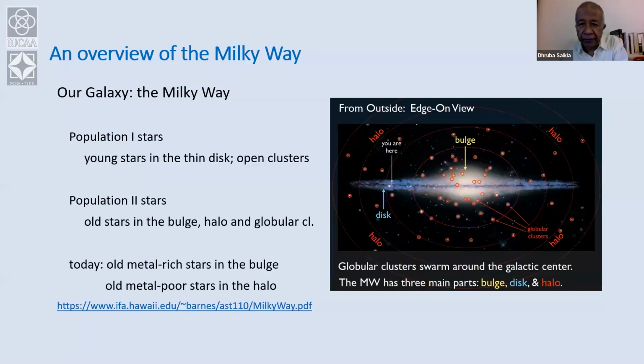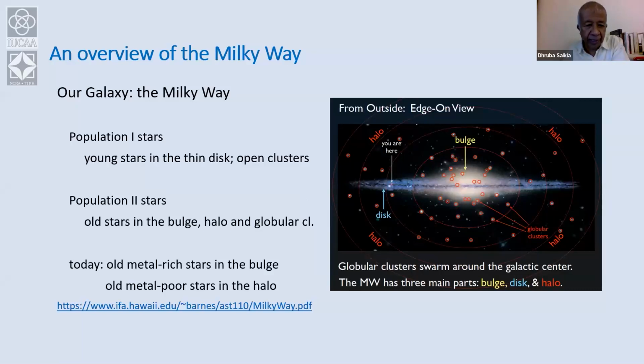So the kind of stars which exist in the disk of the galaxy and those which exist in the halo of our galaxy, they are often distinguished by what are called population 1 stars and population 2 stars. Not very imaginative names, but simple names. Population 1 stars are young stars in the thin disk, and you can get them in open clusters. Open clusters and globular clusters I will mention in a short while again and elaborate on. And population 2 stars are old stars. They are in the bulge and the halo and in globular clusters.